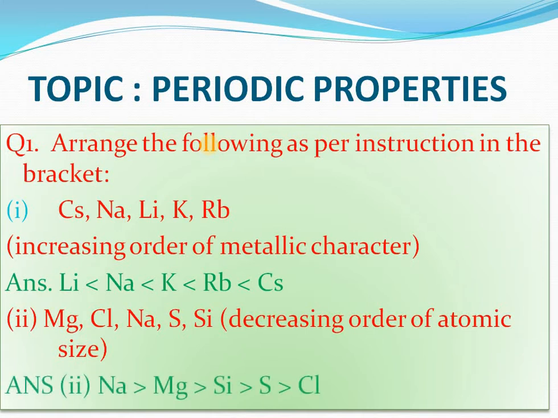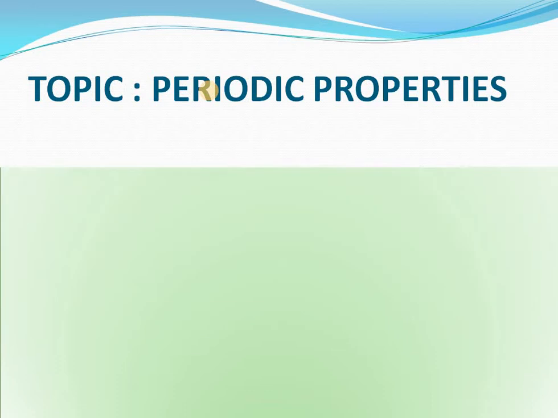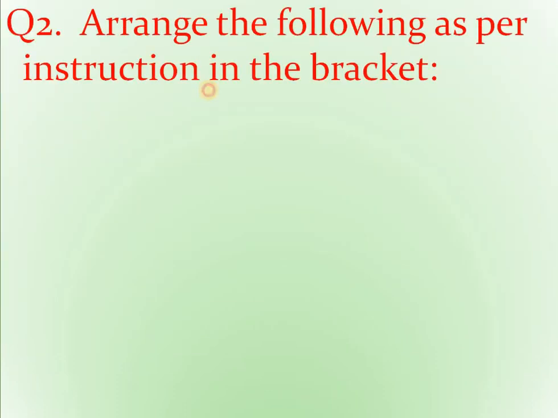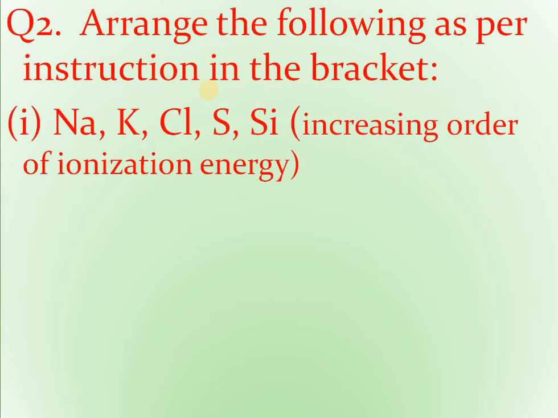So accordingly, please see the arrows also. In the arrows, Na is more and magnesium is less. Similarly, chlorine is least, and in the above case it was increasing order. Even if you are not writing the arrow, at least the order should be correct. If you write it in the opposite manner, then it will be incorrect. Okay, please be careful.